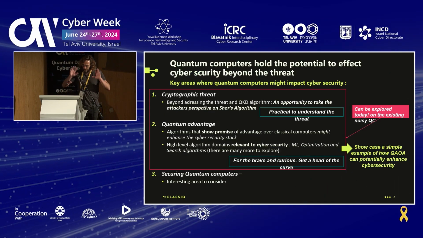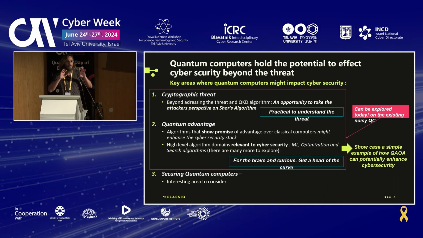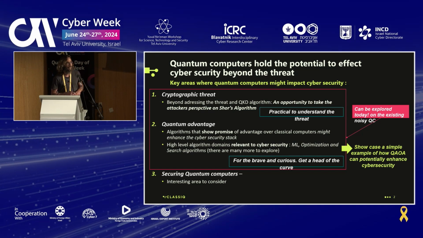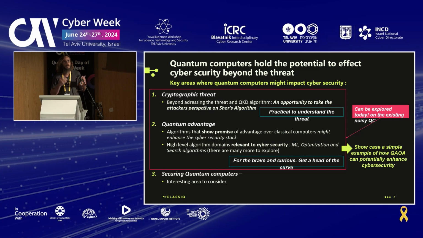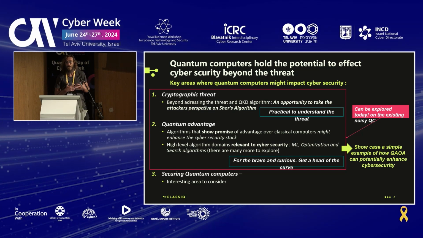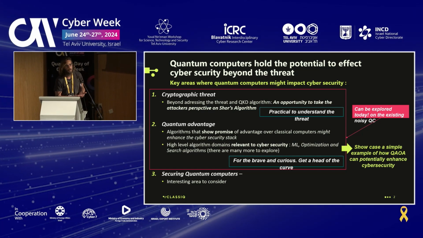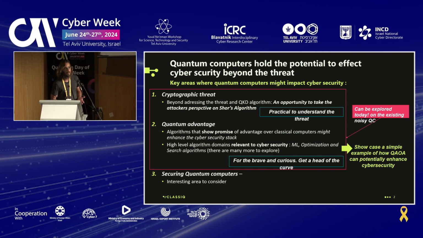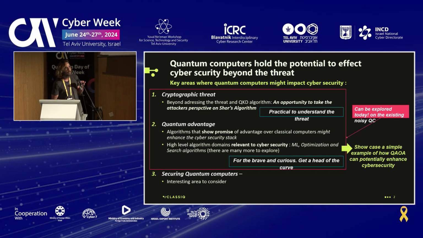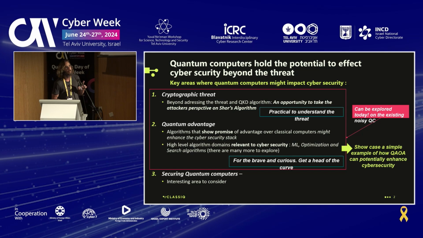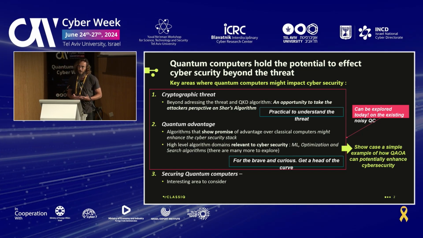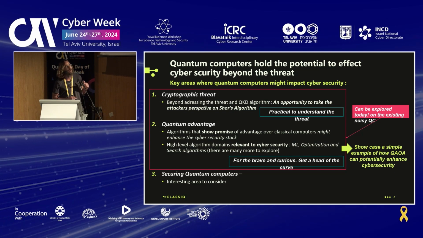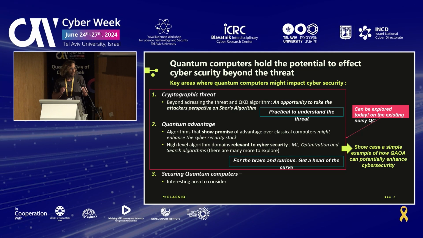Just to put things in context, at a very high level, there are three key areas where quantum computers and cybersecurity interact. One is obviously the cryptographic threat, and a lot has been said about it. I'm not going to go into it. I just want to mention one aspect that might be overlooked, and that's the opportunity to take the attacker's perspective on Shor's algorithm and actually play with it. You can run it today on today's simulators and quantum computers. I think that's super practical.